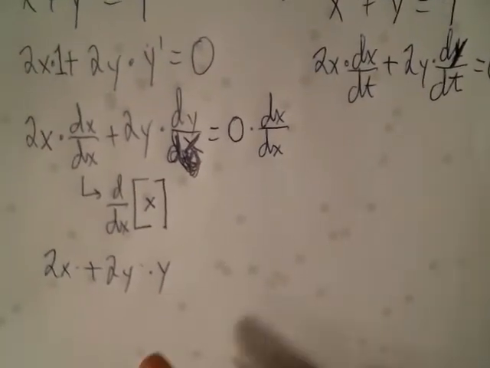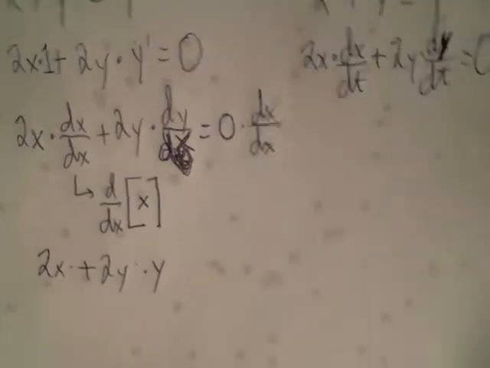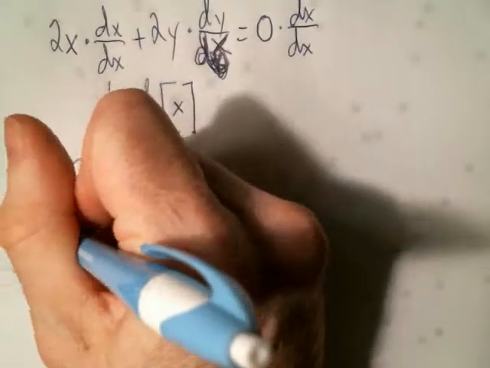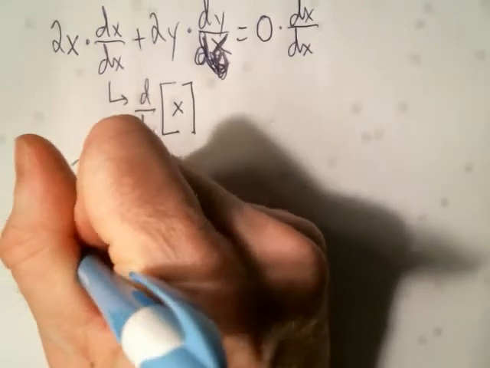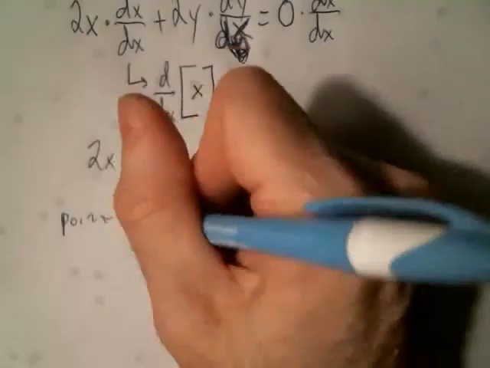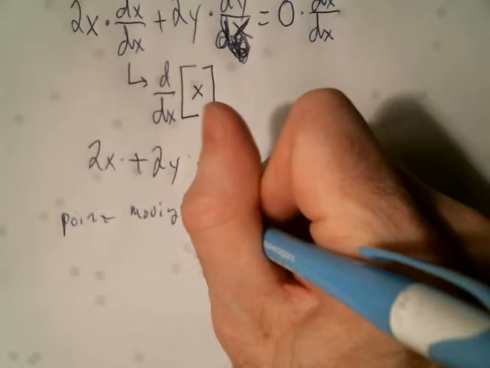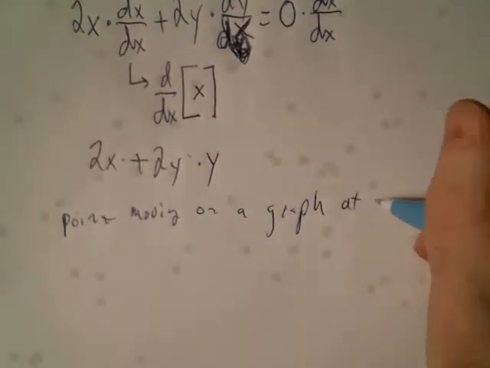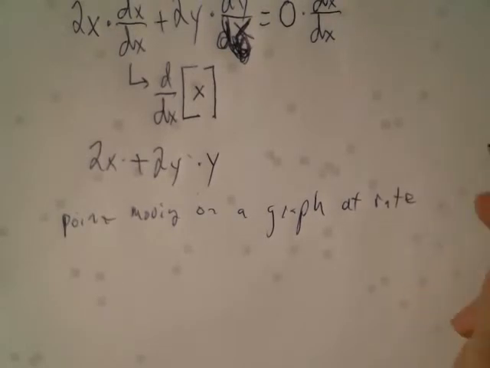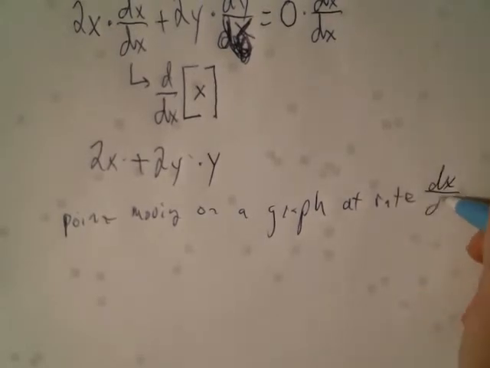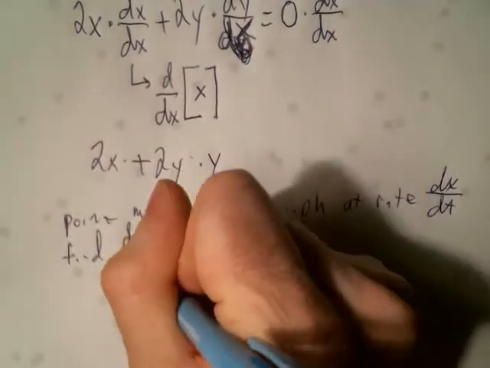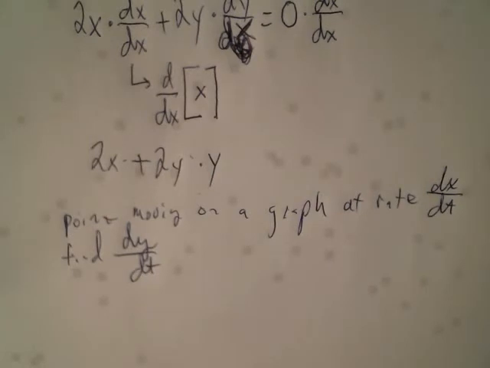Let's go ahead and look at the first problem. We have a point moving along a graph at some rate dx with respect to dt. They want us to find the rate of y with respect to dt. Okay, so we have a point moving on a graph at rate dx with respect to dt, and we want to find the rate of change of y with respect to dt.